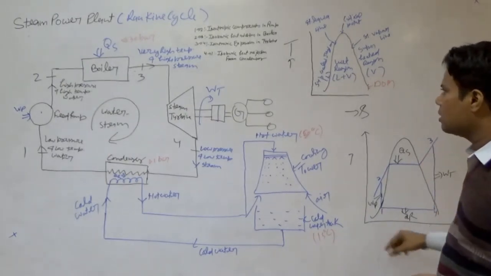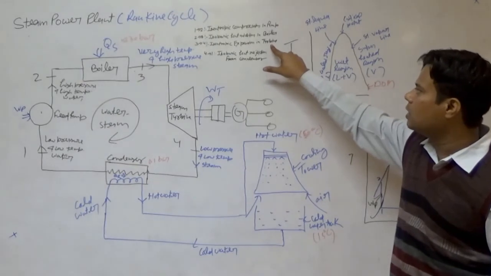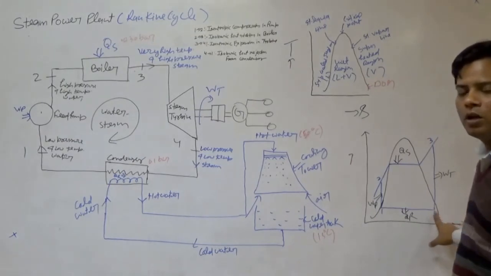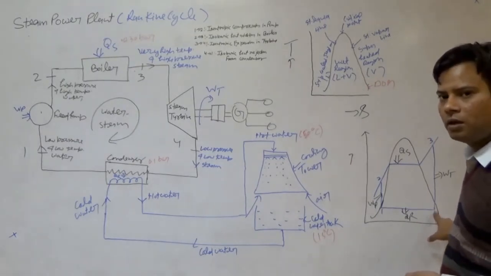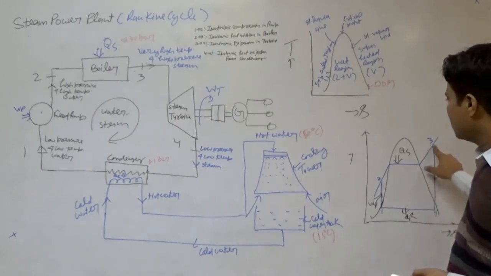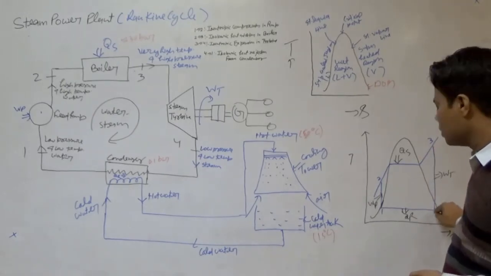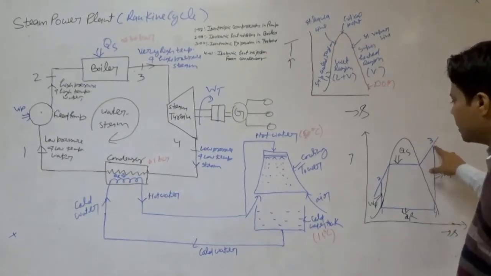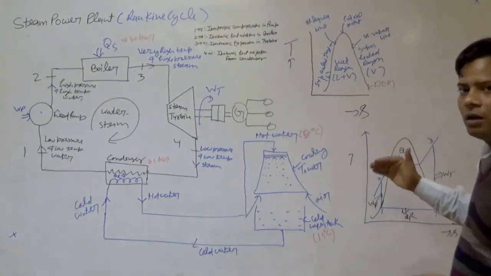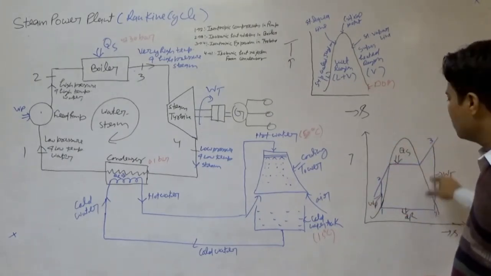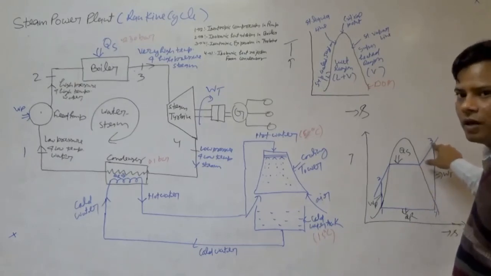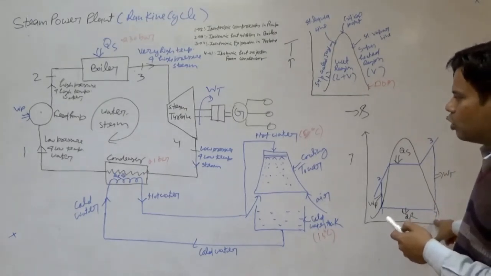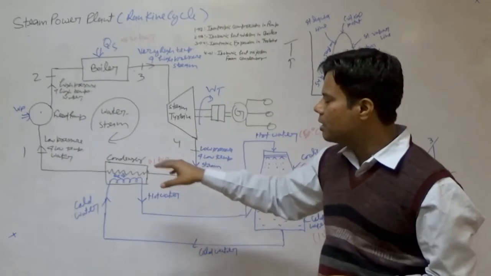In the 3 to 4 process, isentropic expansion inside the turbine takes place. During the isentropic expansion, entropy remains constant. The superheated steam is converted into wet steam, but the entropy during this process remains constant. During the expansion, temperature falls. So from 3 to 4, the temperature at point 3 is very high and the temperature at 4 is low. Then this low pressure, low temperature steam enters the condenser.